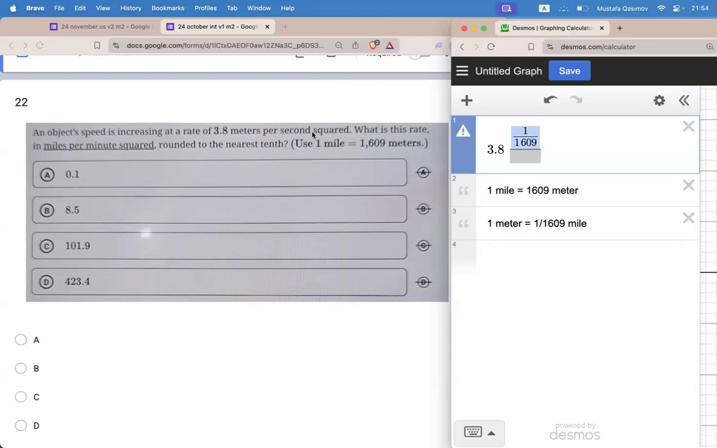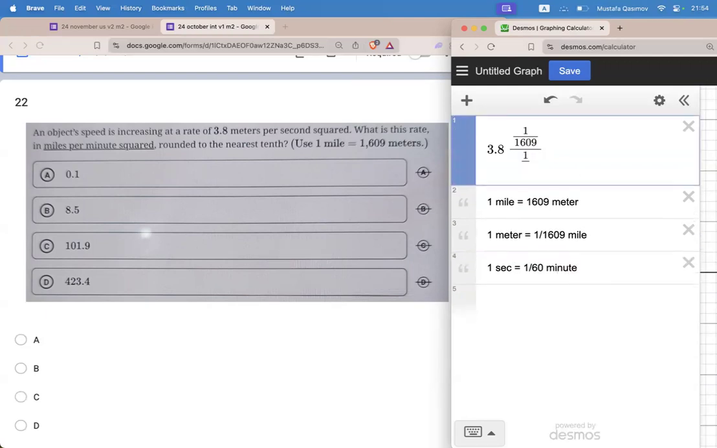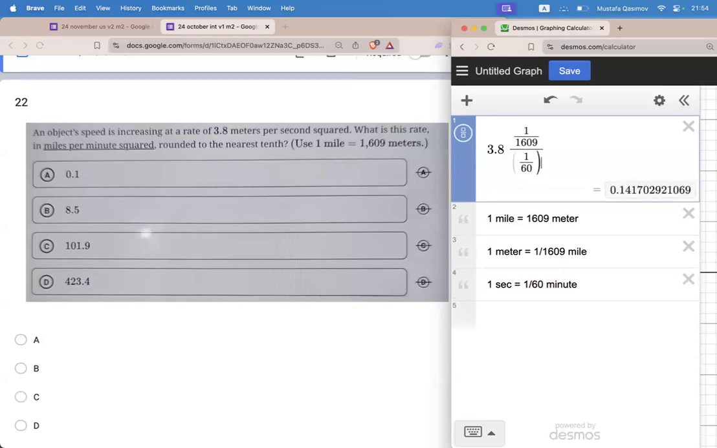Now we have to also convert second to minute. We know that 1 second is equal to 1 over 60 minutes. So we have to write here 1 over 60, but because it's squared, you have to also raise to square. Answer is B, right? Okay. Any question from this test?